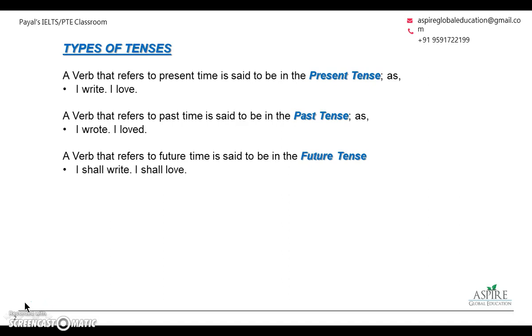For example, I write, which means in the present I write. Maybe I would continue to write, but right now in the present I write. Similarly, I wrote, that means I wrote in the past time, maybe a week ago, maybe 2 weeks ago. I shall write or I will write. Shall and will are mostly interchangeable. So which means you will write. You haven't written anything. You haven't started writing anything. You will write in the future time.